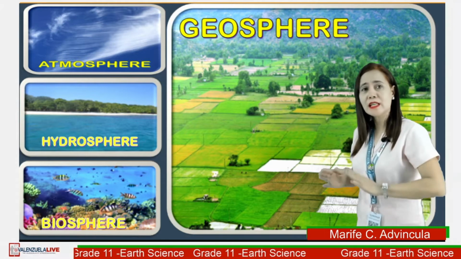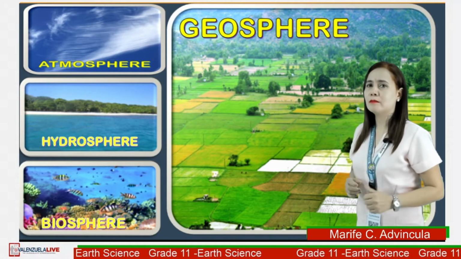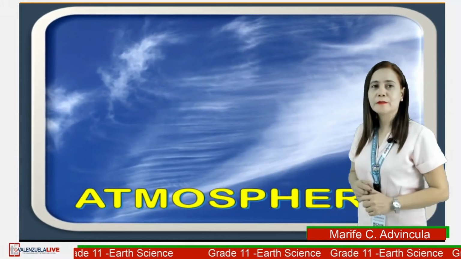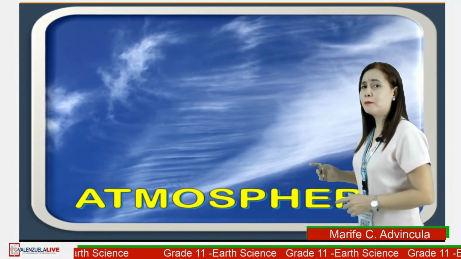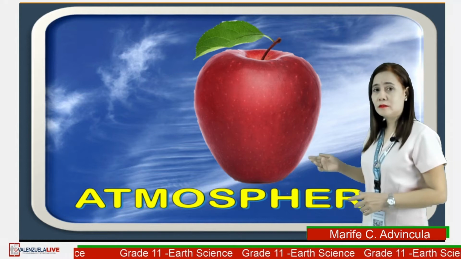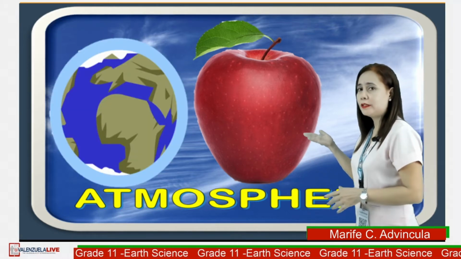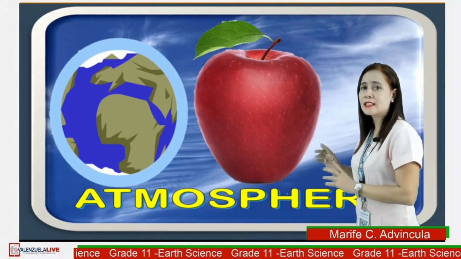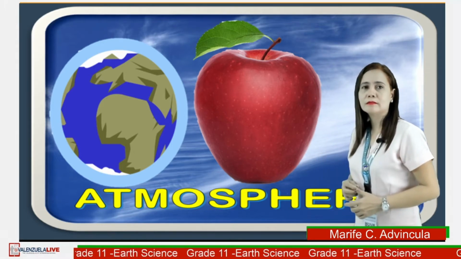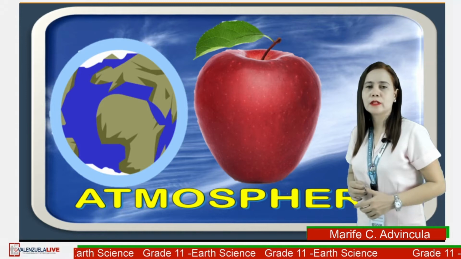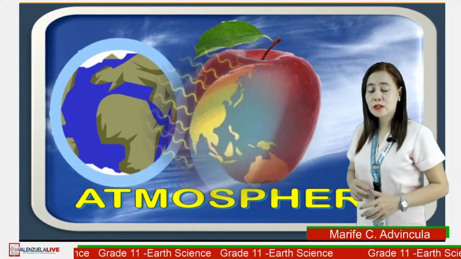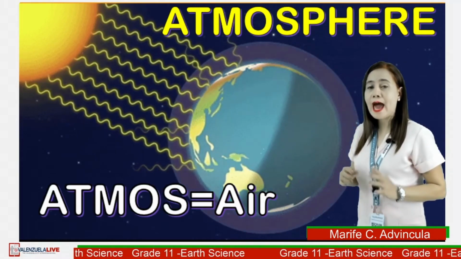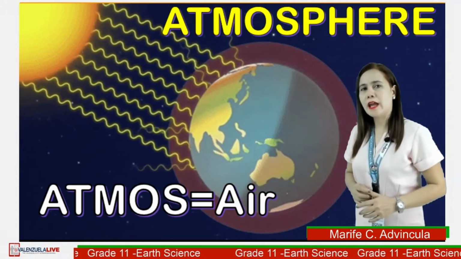So let us proceed to the second subsystem of the Earth, and we call it the atmosphere. If we compare the atmosphere of the Earth with this apple, the atmosphere would only be as thick as the apple skin. The atmosphere is a protective layer of gases that surrounds the Earth. It comes from the Greek word atmos, meaning air.